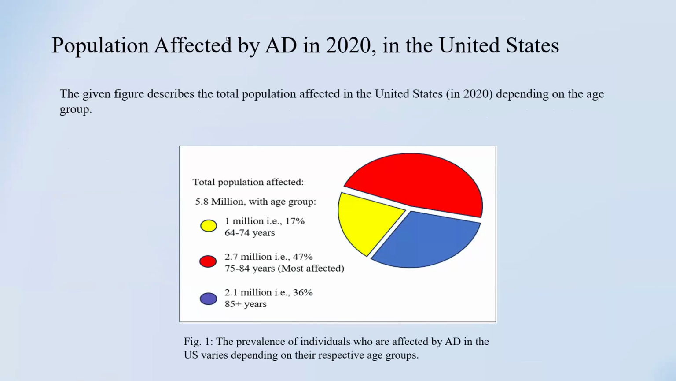This figure shows the population affected by AD, Alzheimer's disease, in 2020 in the United States. From the figure, it can be concluded that the most affected people are from the age group of 75 to 84, which is 40% of the total population affected, whereas 36% are those aged 85 plus, and the least affected people are from the age group 65 to 74, which is 70%.